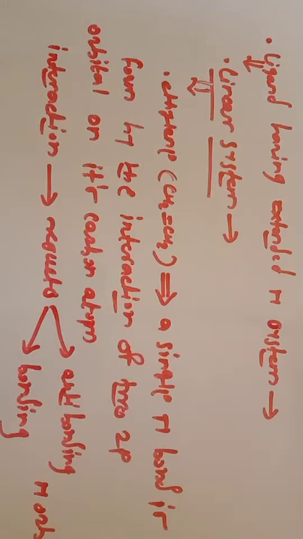So if you consider this is your ethylene ligand, a single pi bond is formed by the interaction of two 2p orbitals on its carbon atoms. The interaction of these p orbitals results in one bonding and one antibonding pi orbital. So how does it actually happen? Let us discuss it: how these p orbitals overlap and how the bonding and antibonding molecular orbitals are formed.